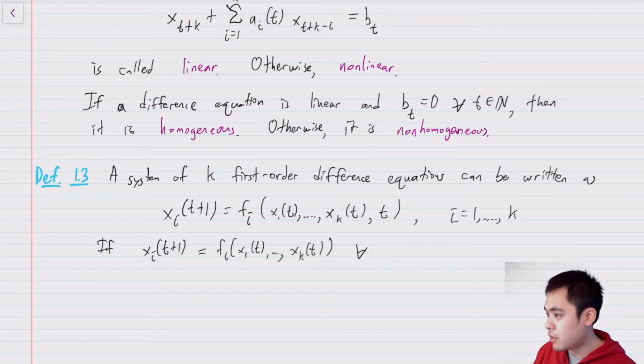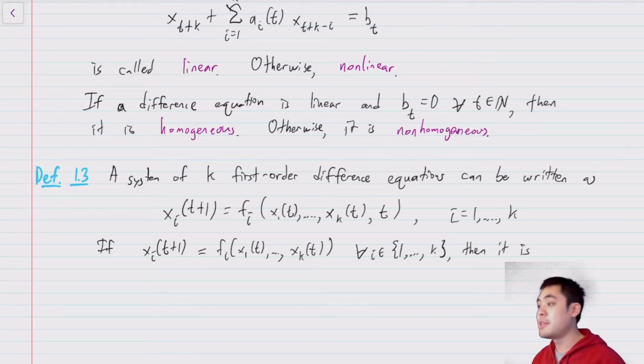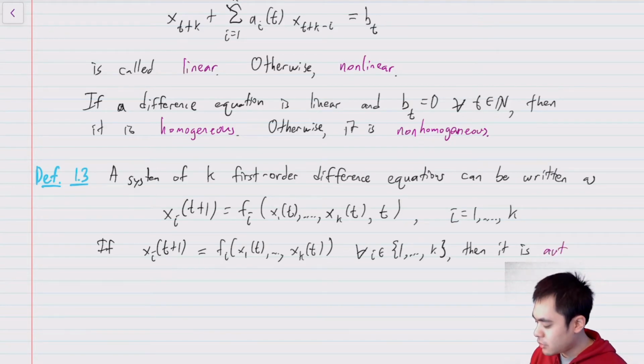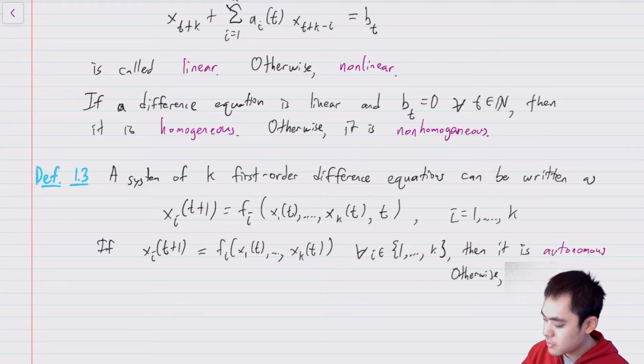If x sub i of t plus 1 is equal to f sub i of x1 of t all the way through xk of t, for all i in 1 through k, then it is autonomous. Because you note that we wrote out the dependence on t here. So autonomous, and otherwise non-autonomous.